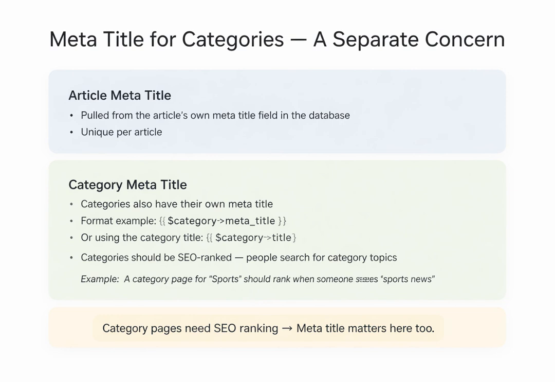When someone searches for a broad topic like sports news or technology updates, your category page is what should appear in the search results. That means category pages need to be properly optimized for SEO, and that starts with a well-crafted meta title. The instructor points out that just like articles, categories can have their own meta title field in the database, and that value should be passed dynamically into the category page's HTML head. The logic is the same. Pull from the database, output dynamically, keep the code clean.